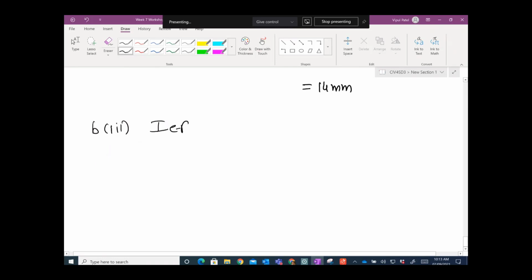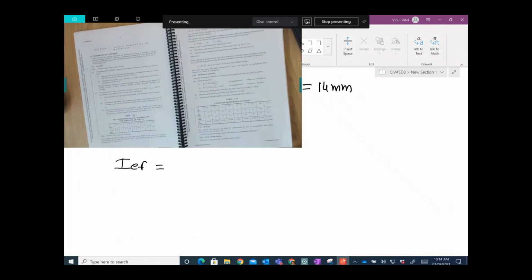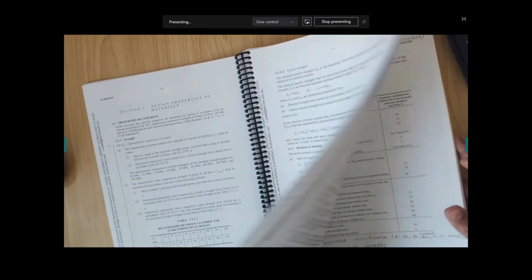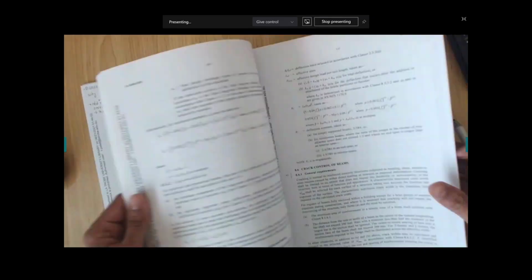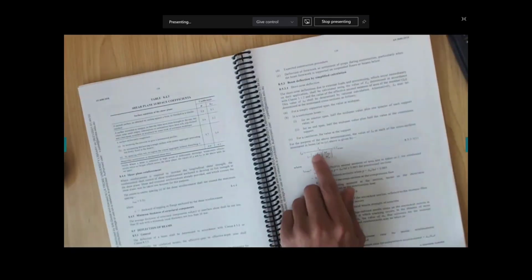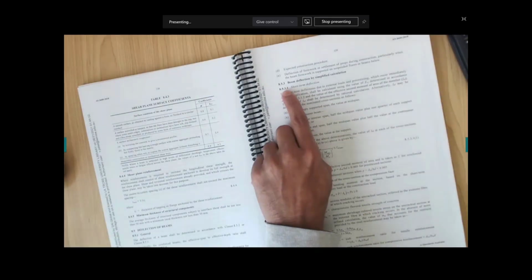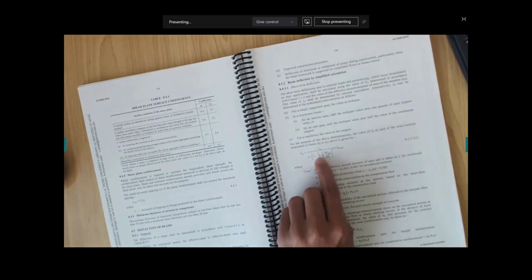B333, I effective. Now you remember this I effective because you have this tension stiffening, and due to this tension stiffening we have this I effective. Now where am I going to get this I effective? Just in section 8, there are the equations here in clause 8.5.3.1. You have these I effective equations.